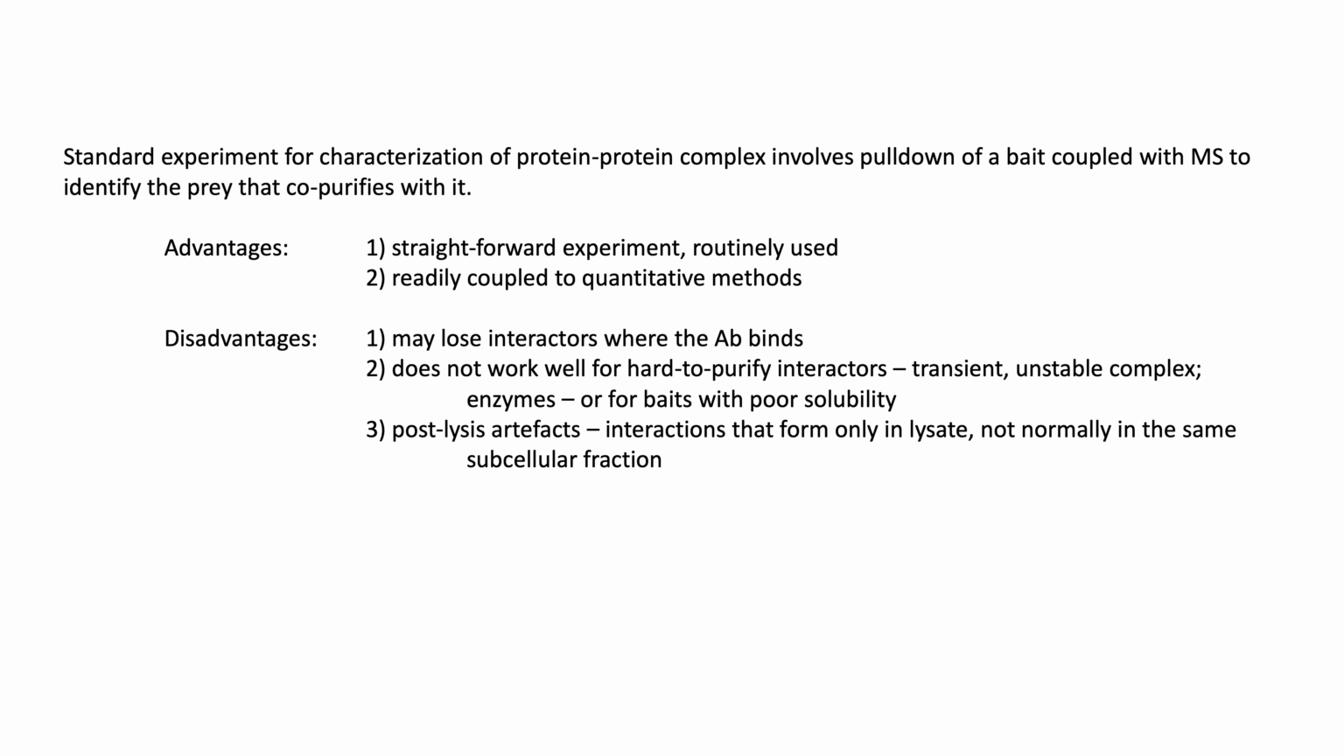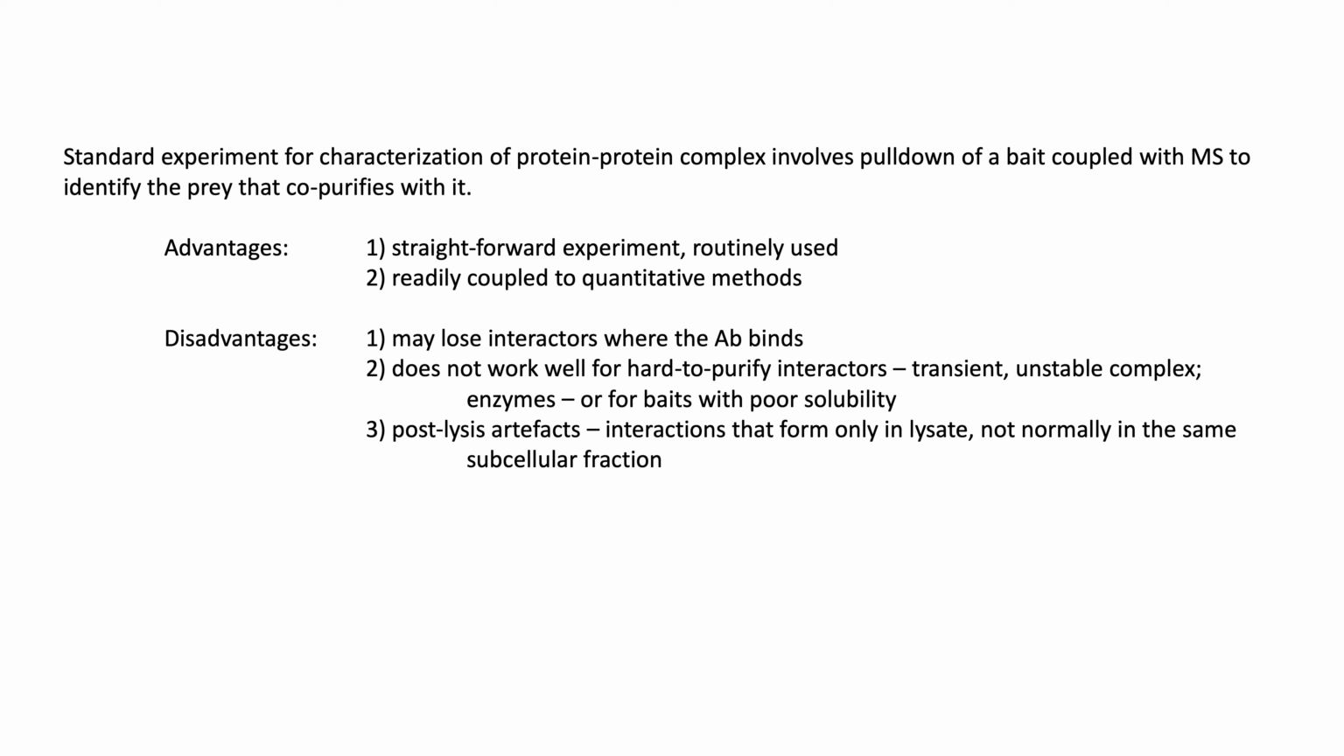A standard experiment for characterization of protein-protein complexes involves pull-down of a bait coupled with mass spectrometry to identify the prey that co-purifies with it. This is a mass spec variant of a standard IP or pull-down experiment. These are nice experiments. They're relatively straightforward, routinely used. If one can do an IP Western, adding it into a mass spec detection isn't very difficult. And they're also readily coupled to quantitative methods to get relative information on changes in enrichment.